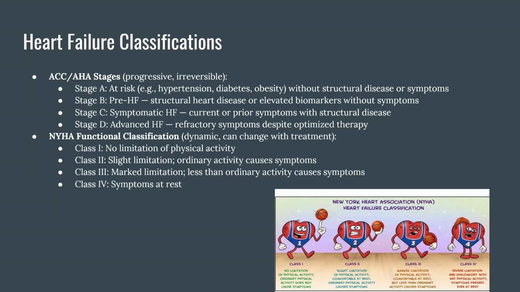They just have a cardiomyopathy or something structurally wrong with the heart, but the heart is able to compensate for that deficit for now. Class 2 is slight limitation, ordinary activity causes symptoms. So maybe they can do their activities of daily life, but when they go to walk uphill, they are feeling short of breath lately, or they used to be able to walk up 3 blocks, and now at 2 blocks, they're getting out of breath. That could be a sign.